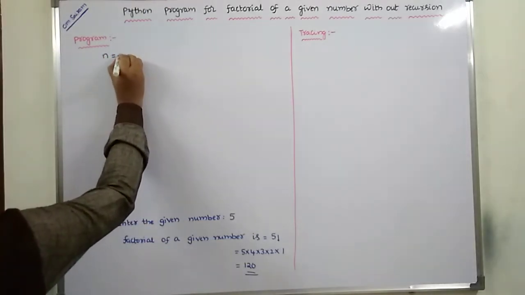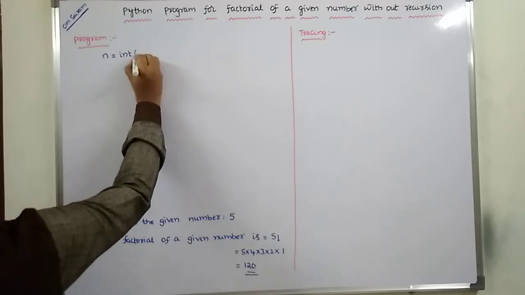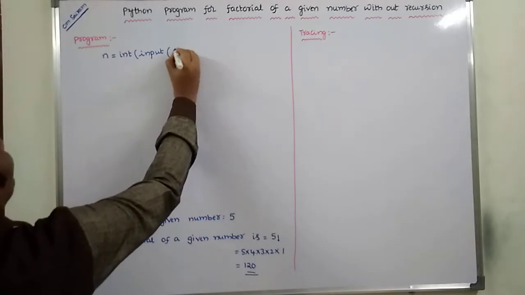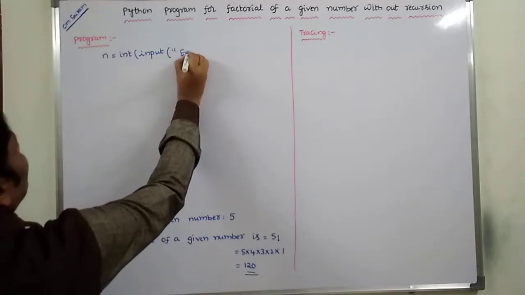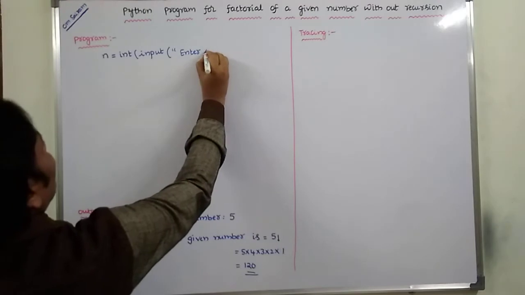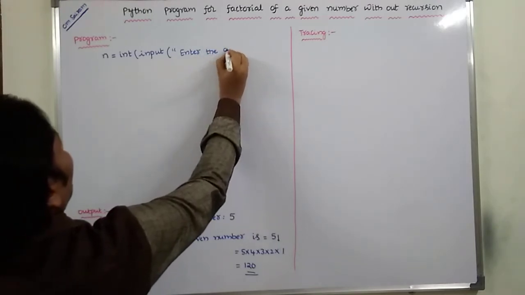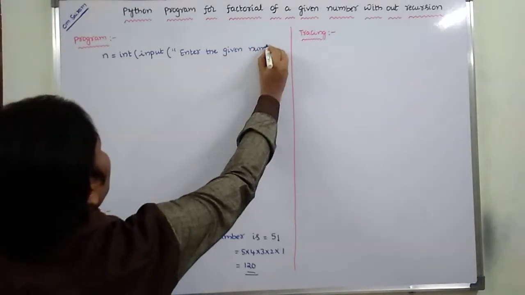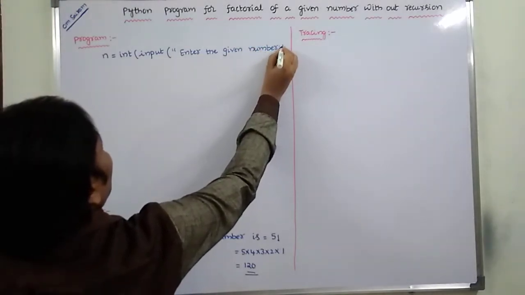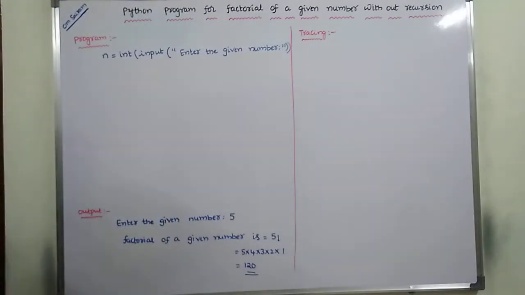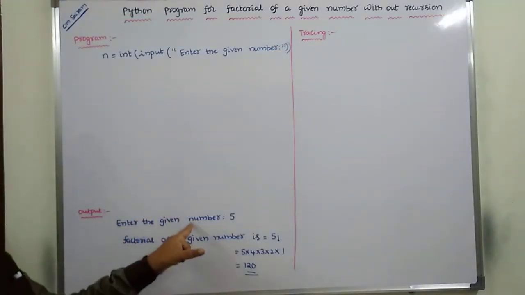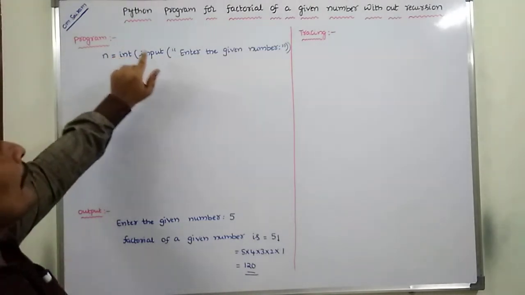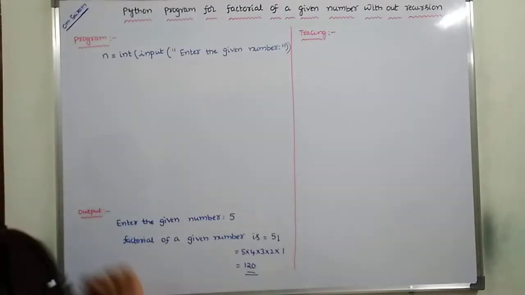n is equal to int of input of "enter the given number". Okay, so this is the statement. Enter the given number. For that one, n is equal to int of input of enter the given number.